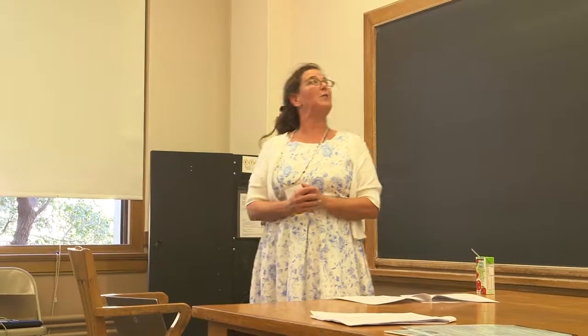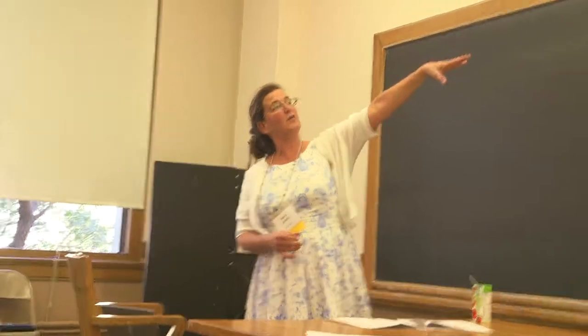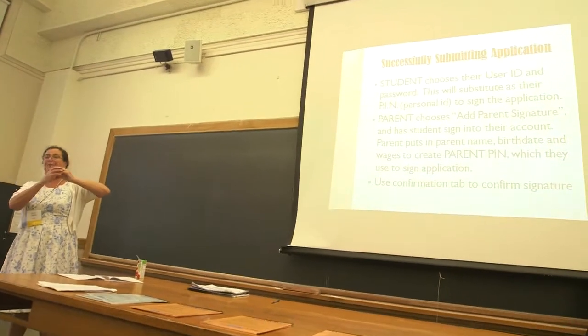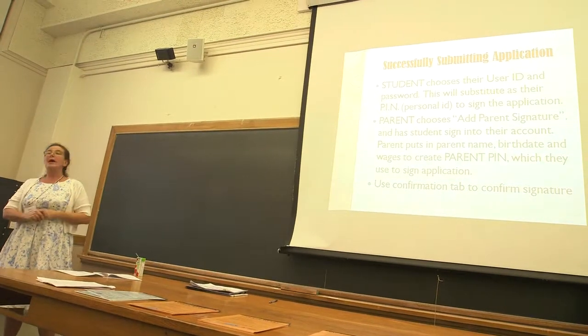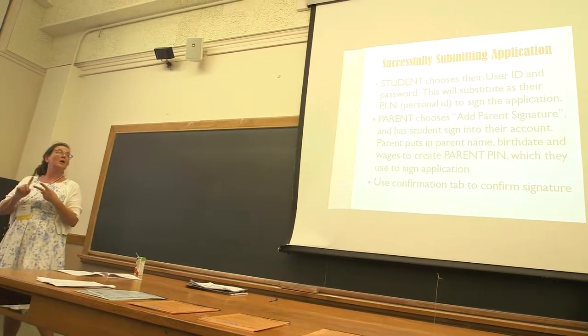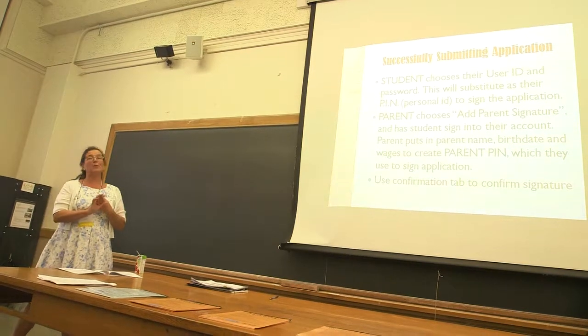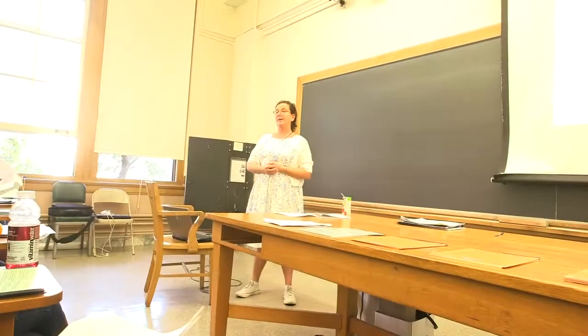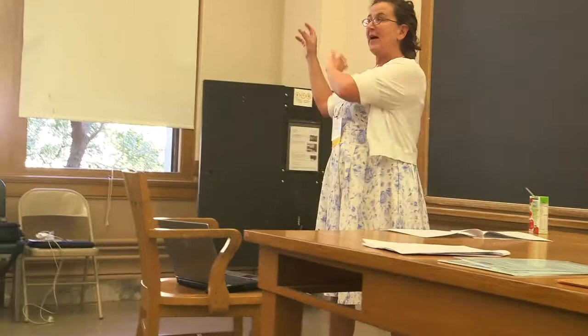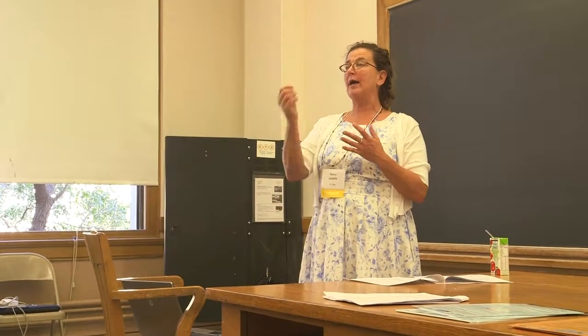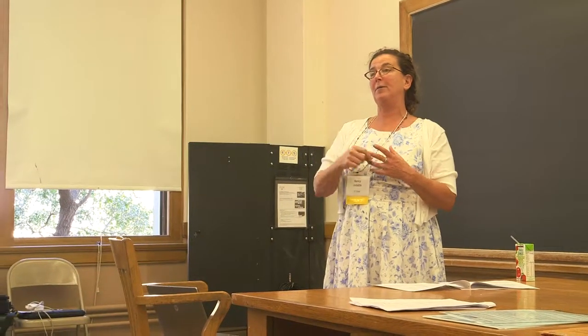Okay, so just in terms of going back, and we're getting close to the end of this part of the presentation, in terms of submitting the application, the parent, just to make sure that when the parent does that extra step I said of add parent signature, the parent's going to have to put in their name, their wages, and their birth date to actually create a parent PIN. So with the FAFSA application, you get your PIN on the side. With the DREAM application, the student actually submits the application, and then they go back and get the parent signature or get the parent PIN and add the parent PIN.